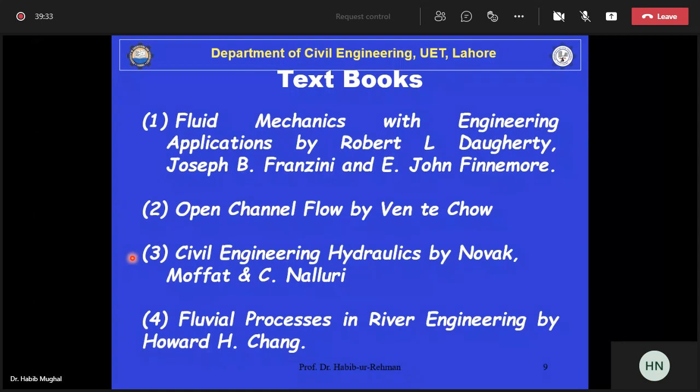And the fourth book is Fluvial Process in River Engineering by Howard A. Chang. And this book we will only use for one chapter, which is sediment transport. So mainly you should be having book number 1 and book number 3 with you. And most of the assignments would be from these books.